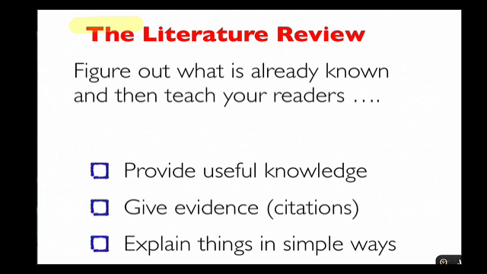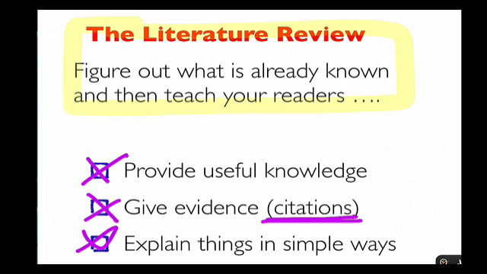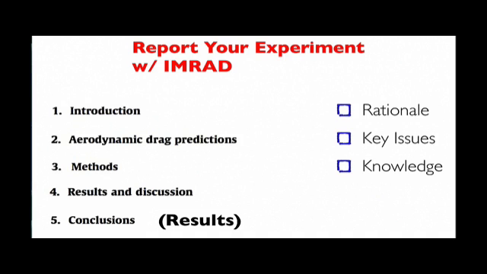So here are some summary ideas about the literature review. Your whole goal is to provide useful knowledge to your reader, and of course you learn a ton in the process. You want to give evidence, in particular citations, and you always want to explain things in super clear, simple ways. Okay, here's the actual organization of the paper. I just cut and pasted the section headings. They started with introduction, then they talked about aero drag, then they gave their methods, their results and discussion, and then their conclusion.